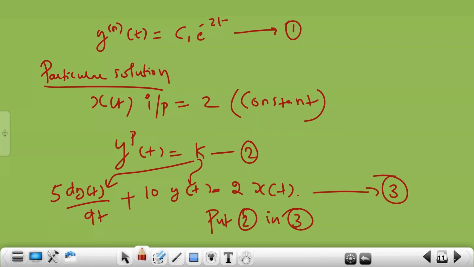Now, this solution you need to substitute in the given equation. So all of you have to write the given equation once again. Let it be equation number 3. In that you need to put k instead of y of t. So 5 into derivative of k plus 10 into k equal to 2 into x of t. x of t is given as 2u of t.